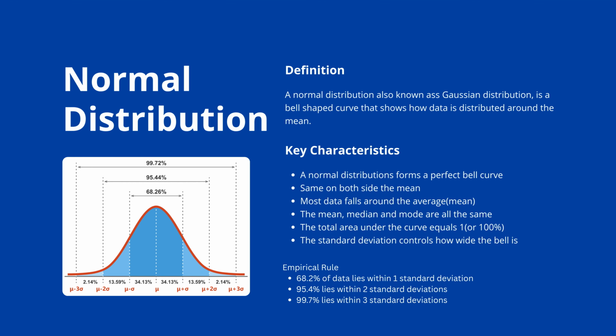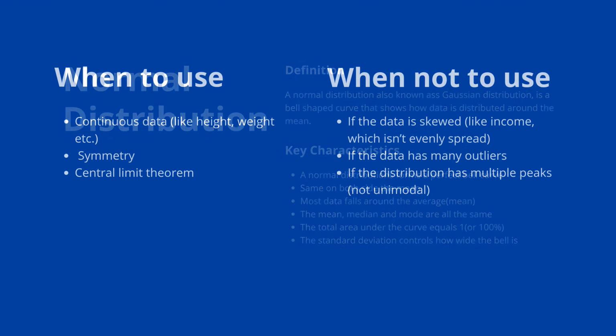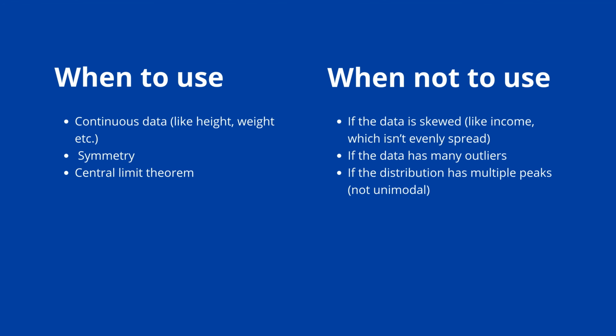Now let's see when to use and when not to use a normal distribution. You can use a normal distribution when the data is continuous. Normal distribution is most appropriate for continuous data where values can fall anywhere on a continuous scale. Examples: height, weight, temperature, time.